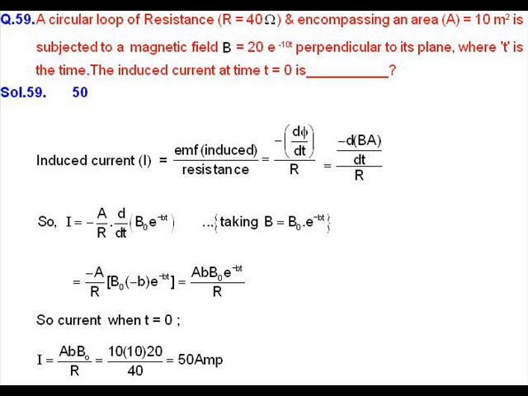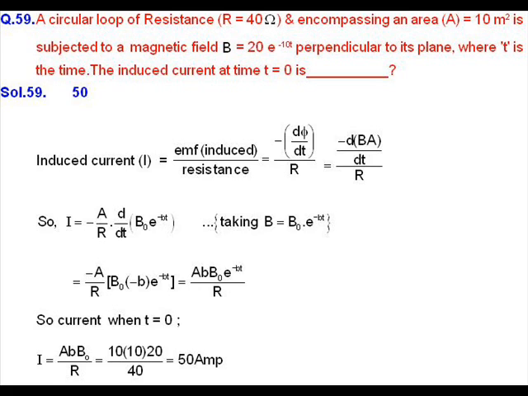So we know that induced current I is equal to induced EMF divided by resistance, that is equal to minus d phi by dt divided by capital R. D phi by dt is equal to d of magnetic field B into area A divided by dt. So minus d phi by dt upon R equals minus d upon dt of BA divided by R. That implies I equals minus A upon R d upon dt B naught e to the power minus bt, where b equals 10.